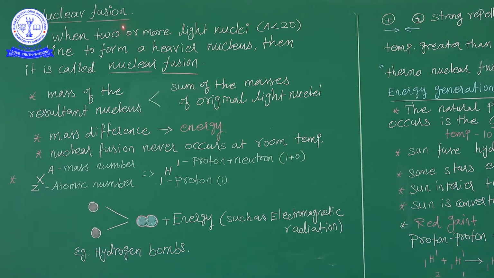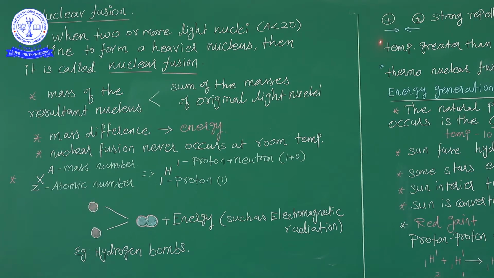When nuclear fusion occurs, nuclear fusion never occurs at room temperature. Why? What is room temperature? 26 or 27 degrees is room temperature. Nuclear fusion never occurs at this temperature. Why? Because the proton has a positive charge. So when two positive charges are combined, the force between the two protons is repulsive.